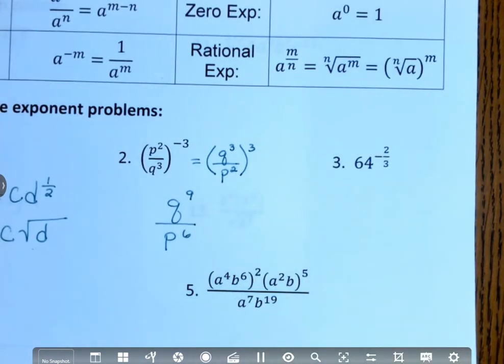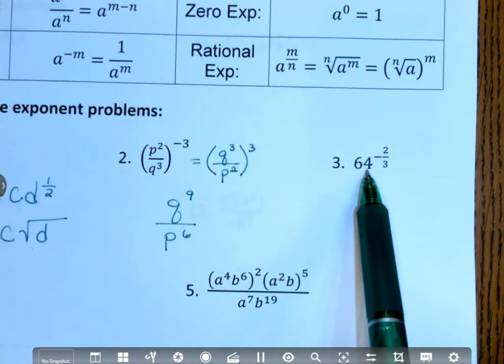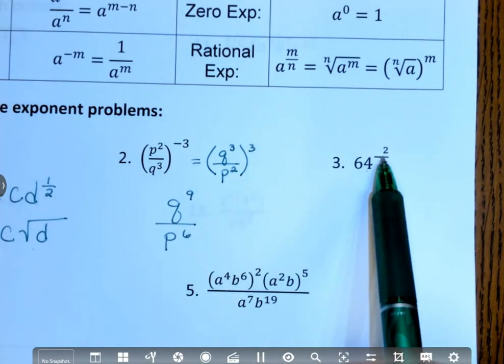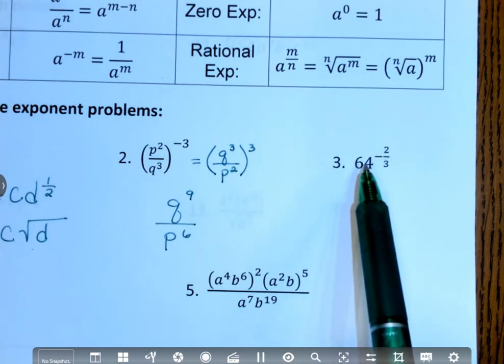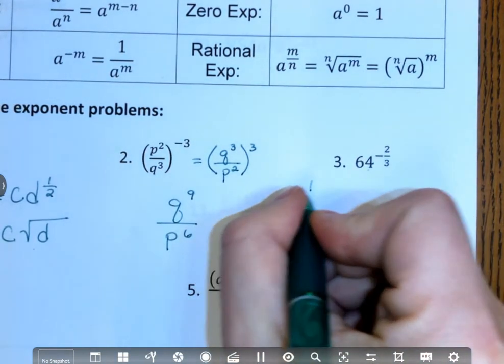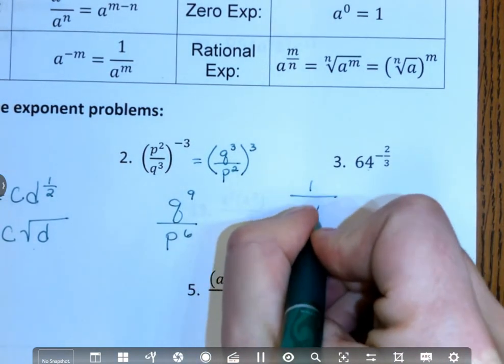This next one has a whole lot of something going on. First off, no variable, it's a number. Second off, I have a negative. Third, I have a fraction. A lot. I'm going to start with the negative, because that's, to me, the easiest thing to do. What does a negative do? It flips it. So I will have 1 over 64.